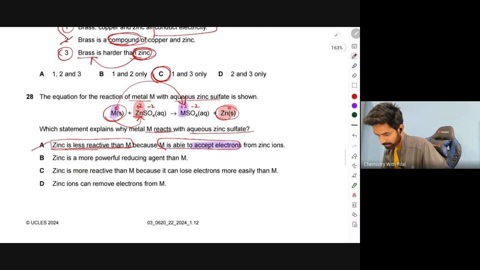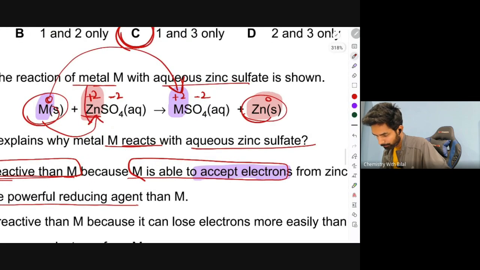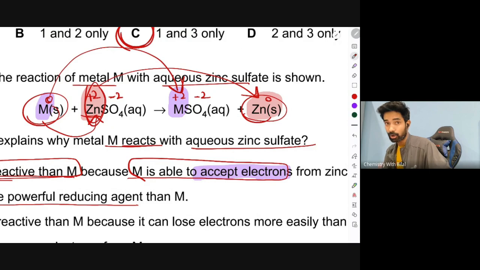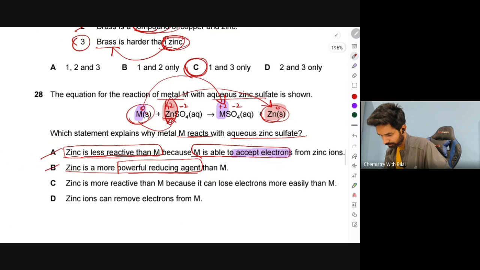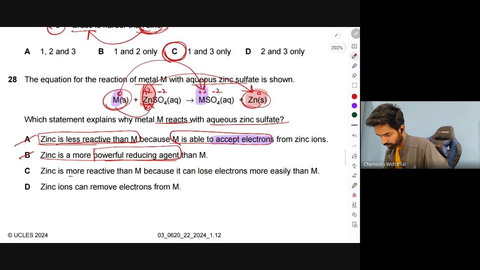Incorrect. Zinc is more powerful reducing agent. Zinc तो खुद reduce हुआ है. +2 से 0 is reduction. तो जो खुद reduce होता है वो oxidizing agent होता है, not a reducing agent. तो वो reducing agent कह रहा है. Incorrect. Zinc is more reactive than M. Zinc is not more reactive. Zinc ions can remove electrons from M.